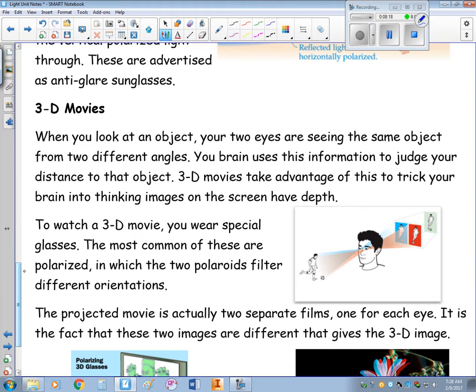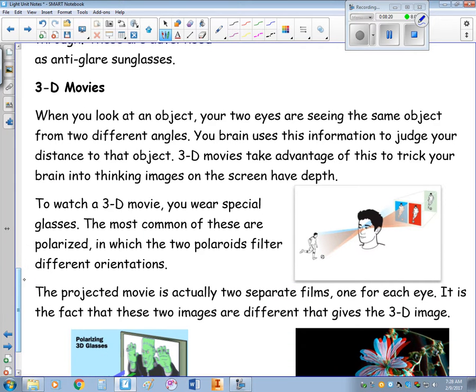The next thing I want to talk about are 3D movies. So when you look at an object, your two eyes are going to view the same object from two different angles. Your brain then uses this information to judge your distance to that object. As a fun experiment, close one eye and try to figure out how close you are to various objects. You should notice that it becomes significantly harder for you to tell how far away you are from certain things.